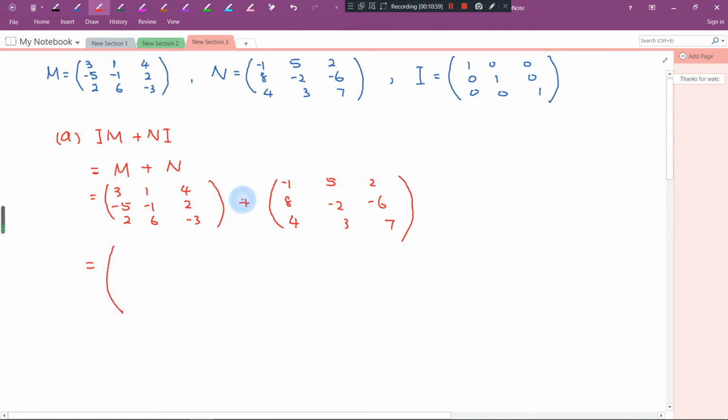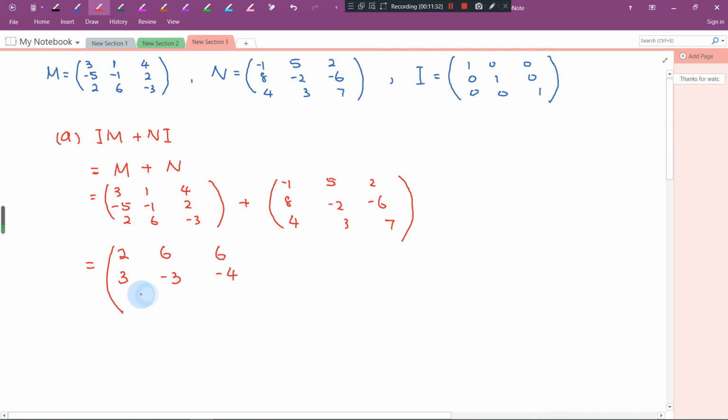3 plus negative 1, you get 2. 1 plus 5, which is equal to 6. 4 plus 2, which is equal to 6 as well. Negative 5 plus 8, 3. Negative 1 plus negative 2, negative 3. 2 plus negative 6, it means that 2 minus 6, you will get negative 4. Okay, let's go to the last row.